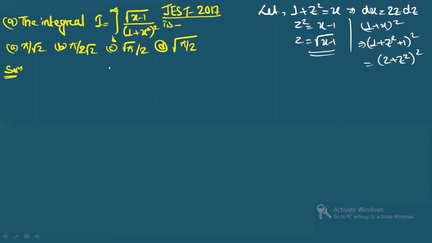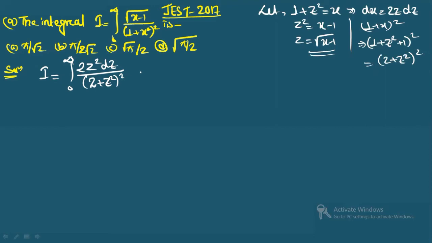So these things we will substitute here, and you will get the integral I equal to 0 to infinity, this is z, and 2z is there, so 2z square dz, because dx is 2z dz. So this will become z square. In the denominator, what you will have? 2 plus z square whole square. Clear? This is what you are having.